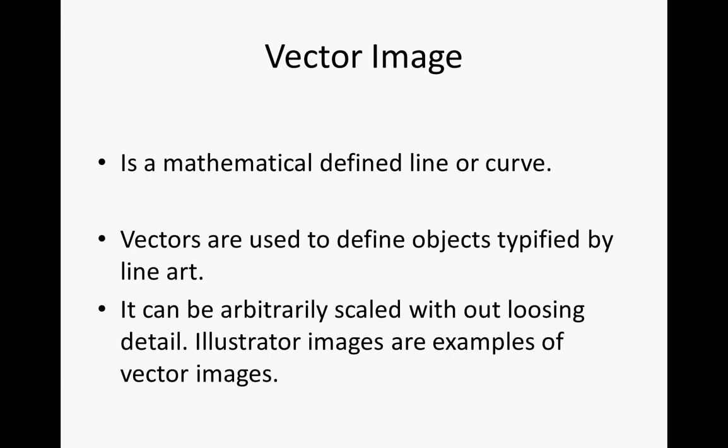A vector image is a mathematically defined line or curve. Vectors are used to define objects typified by line art. It can be arbitrarily scaled without losing detail. Illustrator images are examples of vector images.